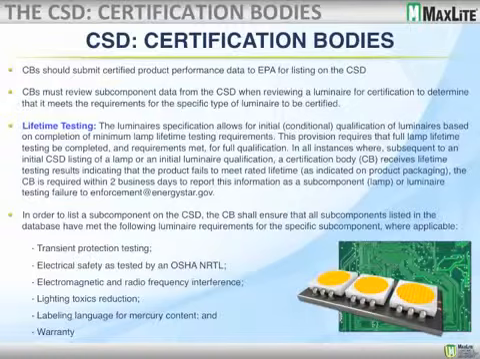Now, in order to list the subcomponent on the CSD, the CB or the certifying body shall ensure that all subcomponents listed in the database have met the following requirements. They all have to have transient protection. They all have to have electrical safety. That's more or less your UL, your ETL. They all have to be within a certain electromagnetic and radio frequency. That's your FCC testing. Also, lighting toxins reduction, labeling requirements, warranty requirements. It's a long list, and it's a high bar, frankly speaking. Any product on the CSD list has been vigorously tested.